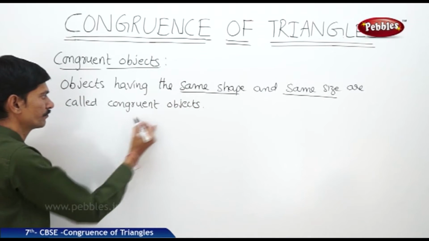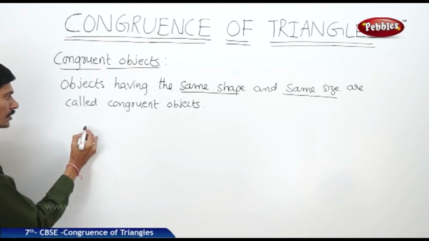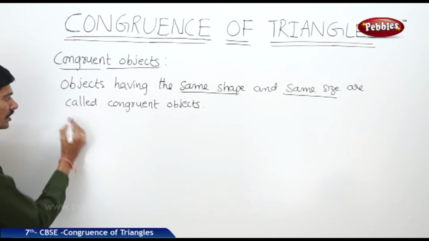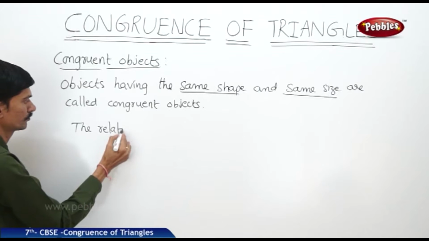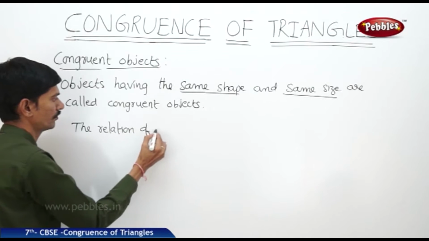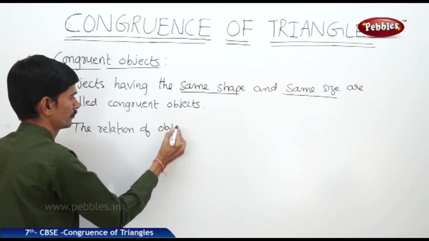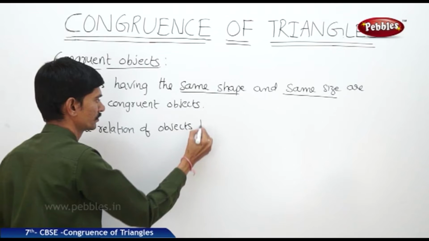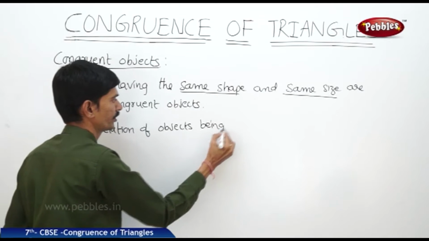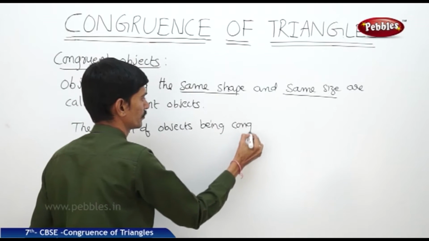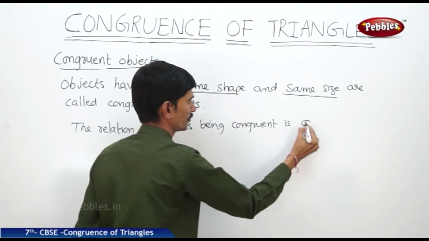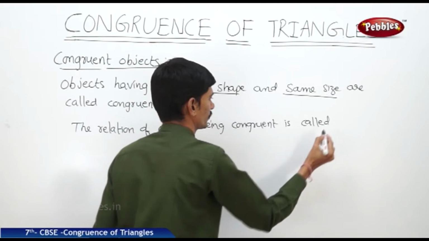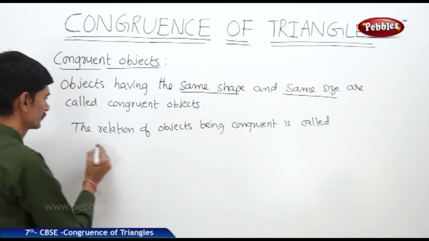Now the relation of objects being congruent is called congruence criterion.